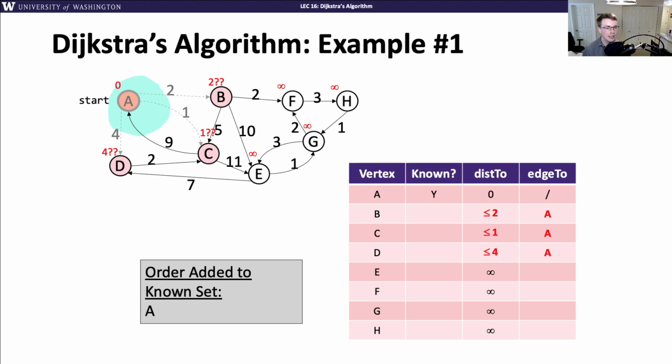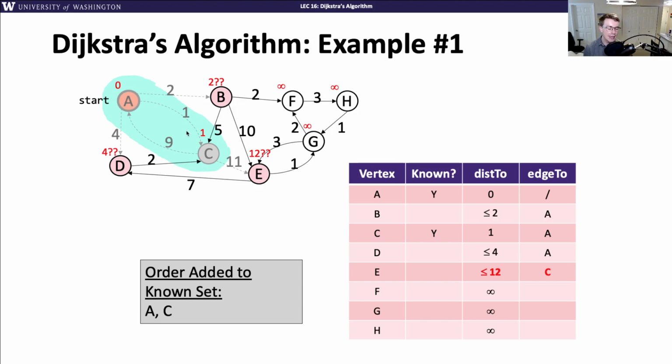We can now move on to the second one. The second iteration says to grab the node with the smallest proposed distance. In this case, that's going to be C, because C has a proposed distance of 1. That's the smallest proposed distance we've seen. So we are going to add C to our known set, solidify its distance to 1, and then update all of its neighbors.